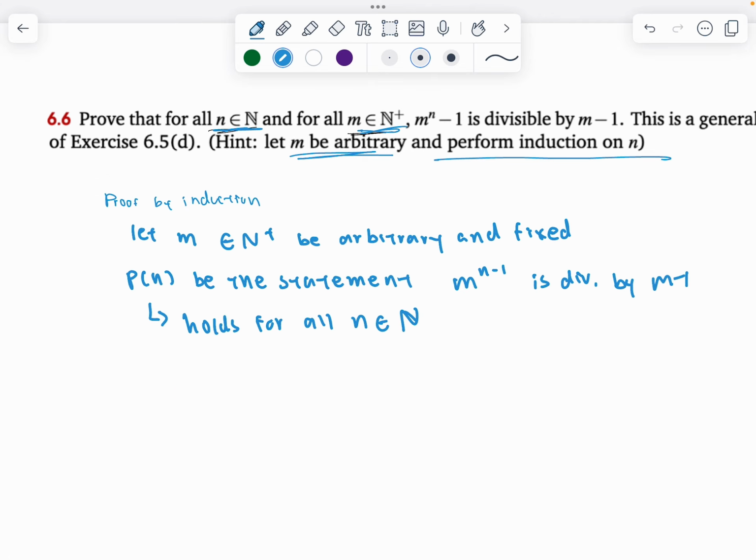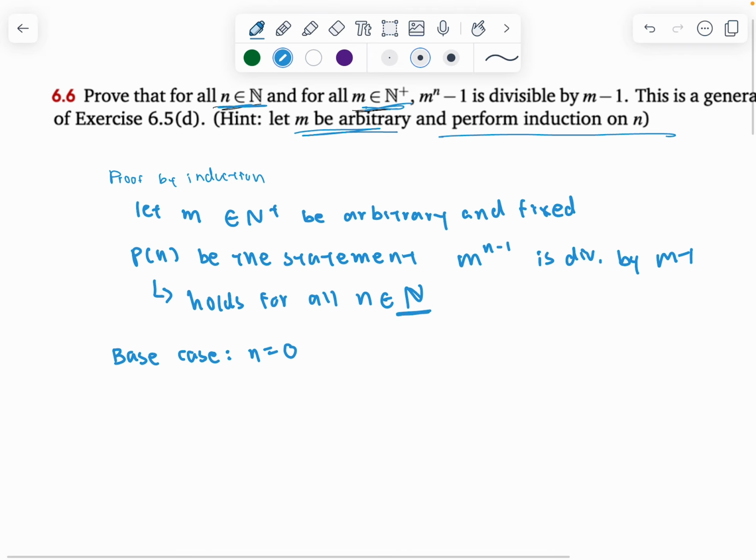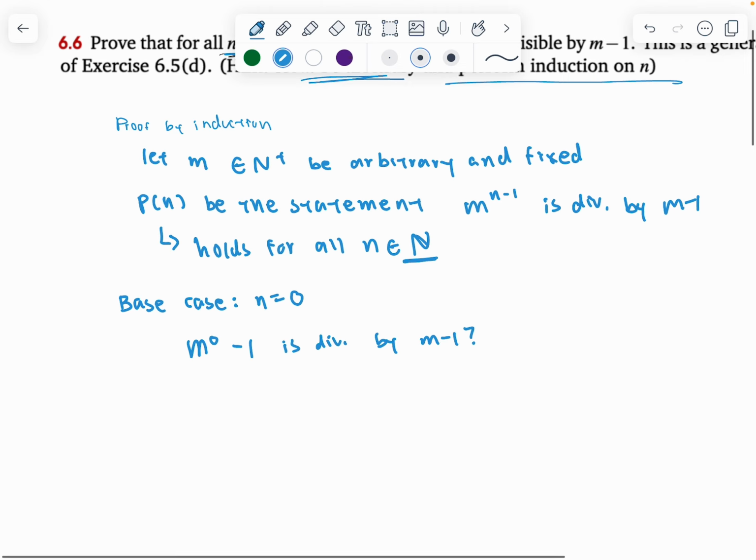Okay, so the first step with any sort of induction problem is obviously establishing that our base case holds. In this case, since we're dealing with the range of natural numbers, our first possible natural number is 0. So our base case is that n is 0, and so more concretely, we need to show that m to the 0 minus 1 is divisible by m minus 1. Now anything to the 0th power is just 1, right? So this becomes 1 minus 1, which becomes 0. And since 0 is divisible by any non-zero integer, we know that our base case holds.